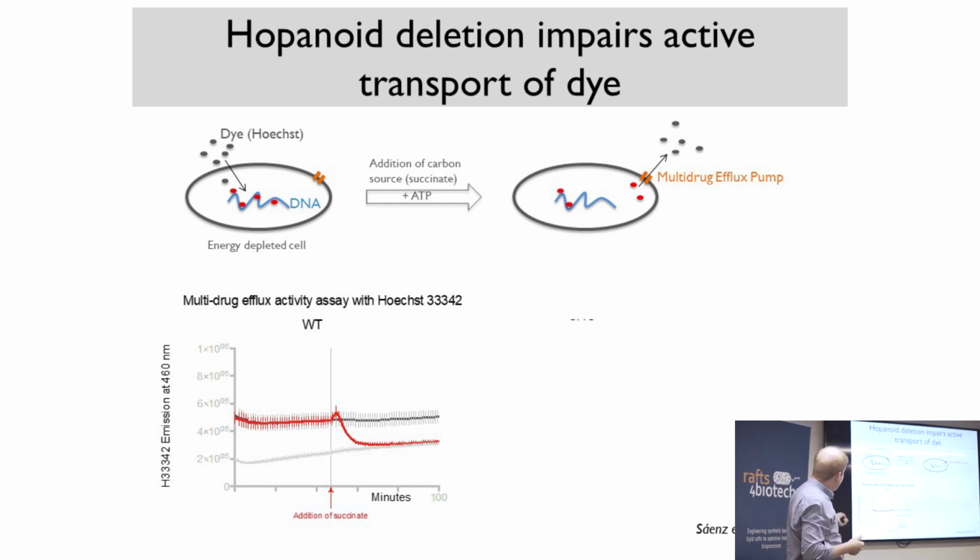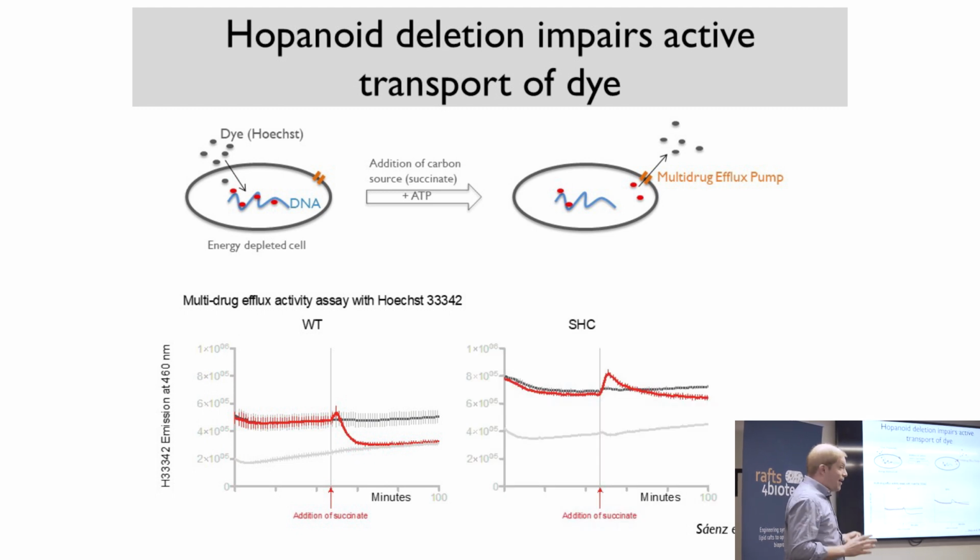So we do this in the wild type, and we let it equilibrate. It gets to a steady state, and then at some point we add back an energy source, some sugar. They make ATP, they turn on the pumps, and they pump out the dye, and you see that nicely. So that indicates that the pumps are active. When we did it in the mutant, not so much. It still does, it's doing something, but it's clearly not doing it at the rate that you see in the wild type.